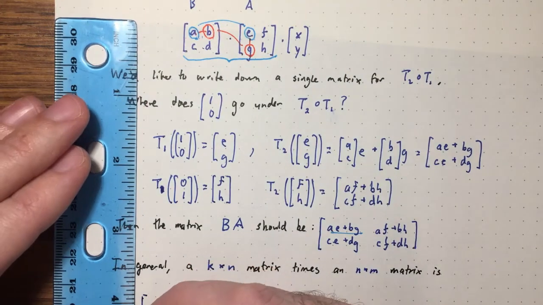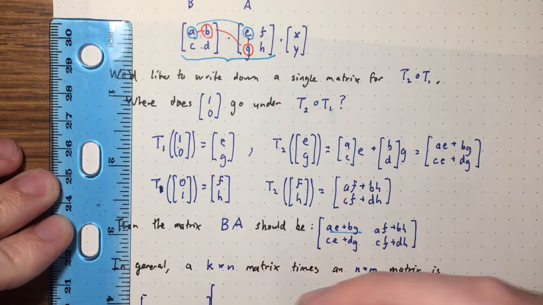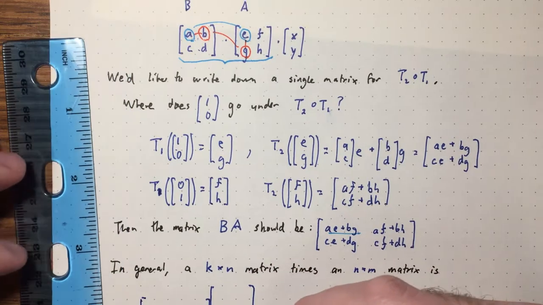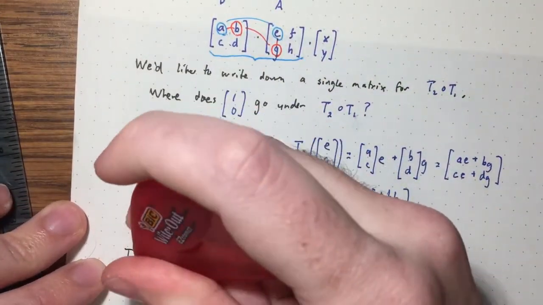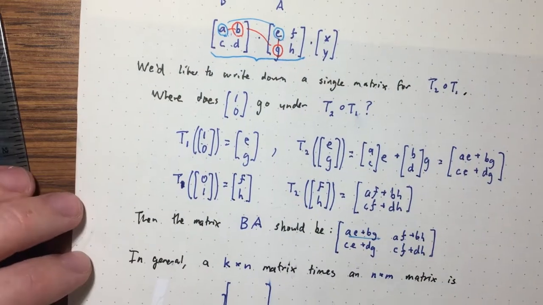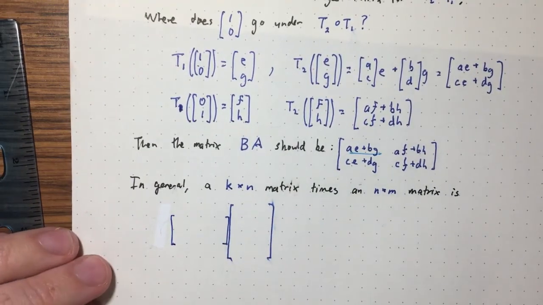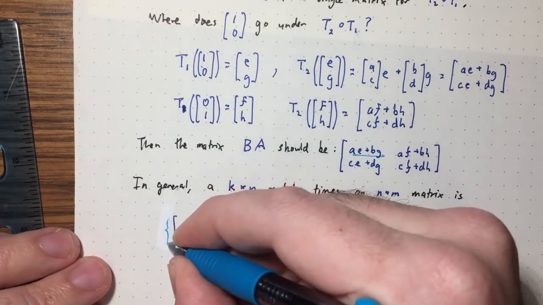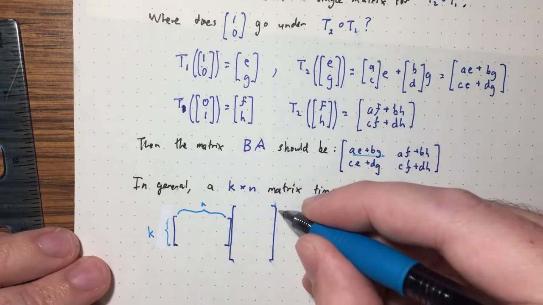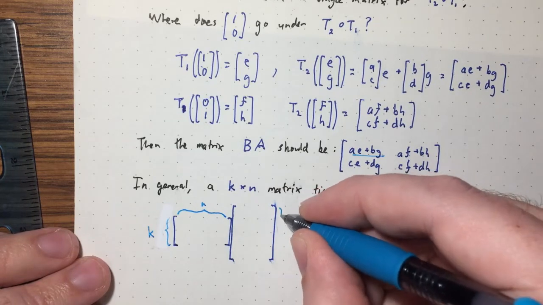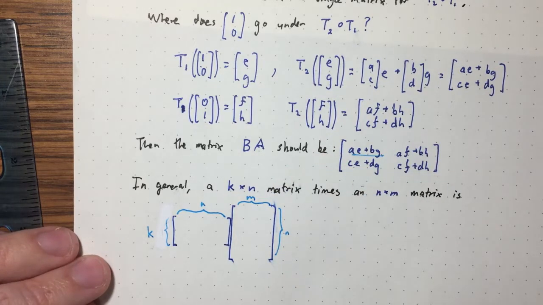Let's write this out. Okay, so here's my first matrix, and then let's have a taller one like this. I think I have too many columns in this one, so I'm going to remove a column. Okay, so I have a k by n matrix times an n by m matrix. So this is n. This is m. What should that be?